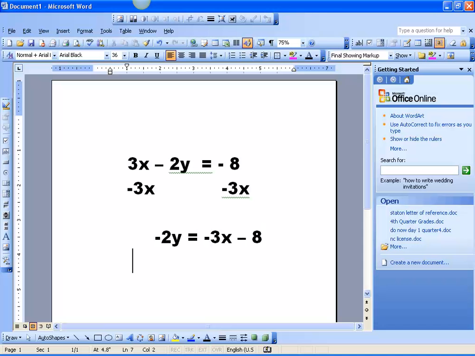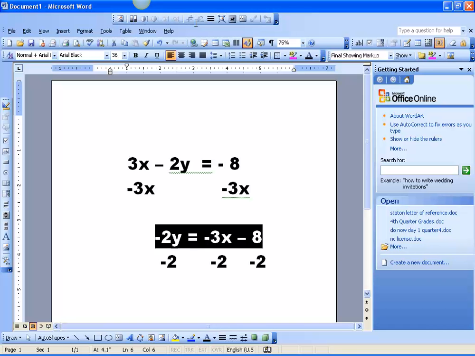And we're almost there. We need a y. It's negative 2y. So I need to get rid of that negative 2. And that negative 2 is being multiplied. So I'm going to do the opposite, which is divide. So I divide everything by negative 2, so I keep the equation balanced. And I'm going to show that I'm actually dividing because I'm at my division bar here.